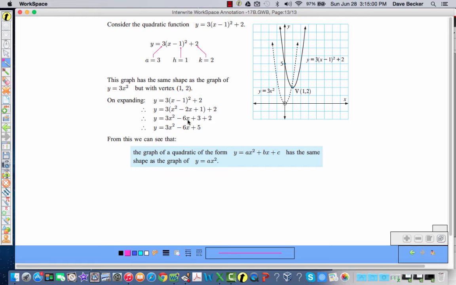And we can show, on expanding, we get y equals 3x squared minus 6x plus 5. So here's the big summary here. The graph of a quadratic function of the form y equals ax squared plus bx plus c has the same shape as the graph of y equals ax squared.